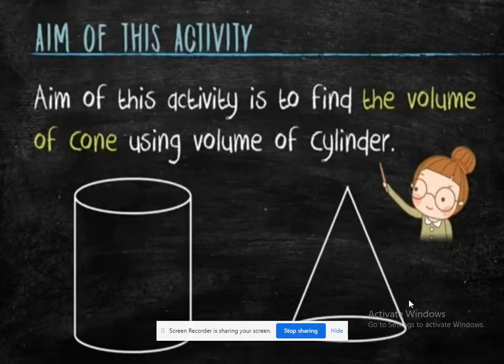So the aim of this activity is to find the volume of cone using volume of cylinder. So this is nothing but a cylinder. You have seen live examples of cylinder. What are the examples of cylinder? Those are nothing but pipe which you see at home. Next, you see this at home, that is also an example of cylinder, or a drum. And what are the examples of cone? Birthday cap, that is an example of cone. Ice cream cone, that is also an example of cone. So we shall see here how to find the volume of cone using volume of cylinder.